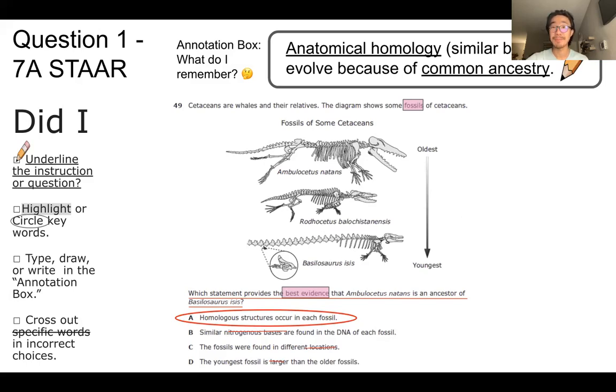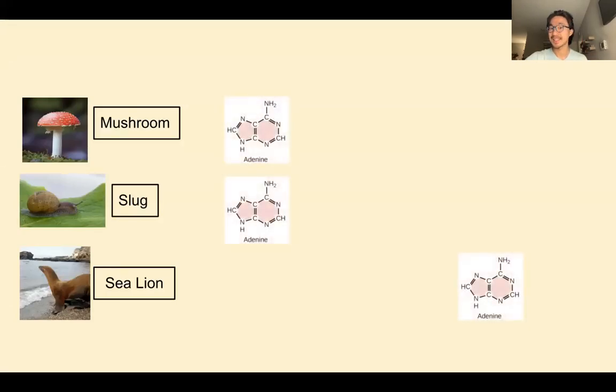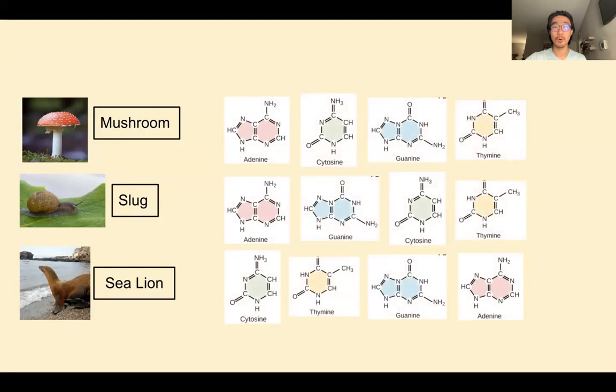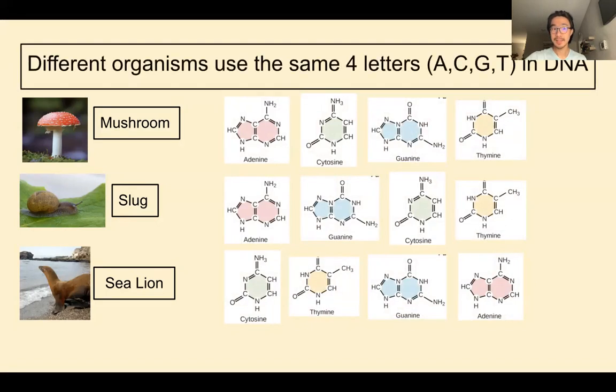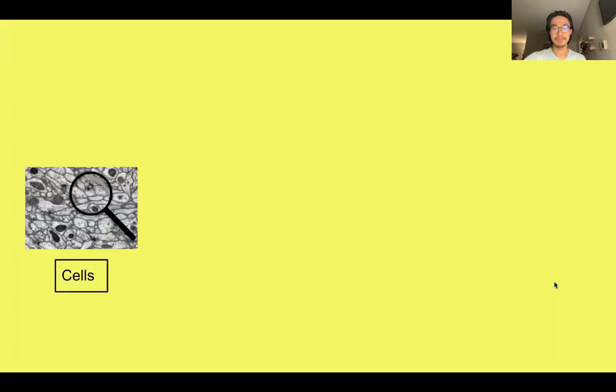We see that similarity. Now, we're going to look at three organisms, mushroom, slug, and sea lion, like we've done in class before. They all have adenine, cytosine, guanine, and thymine. They have the same four nucleotides. They're different organisms, but they use the same four letters, A, C, G, and T, in building their DNA. Because adenine, cytosine, guanine, and thymine are molecules, the use of the same four molecules in DNA sequence between different organisms, we call this molecular homology.